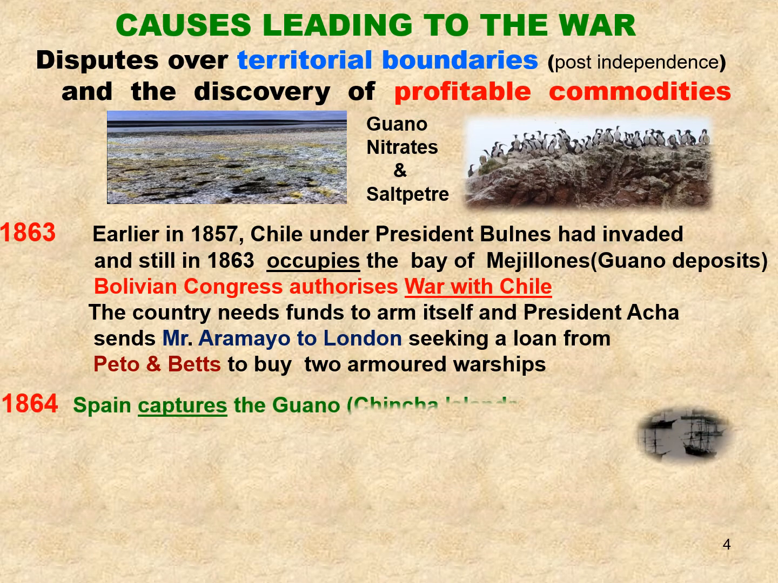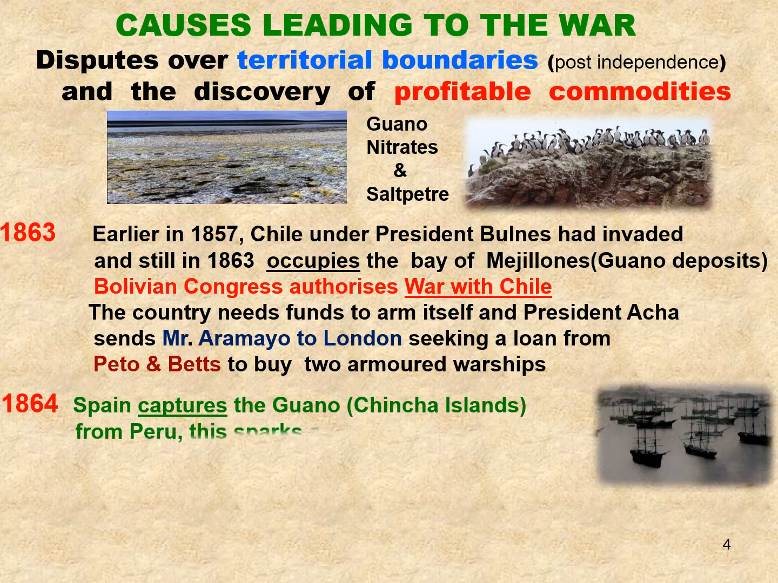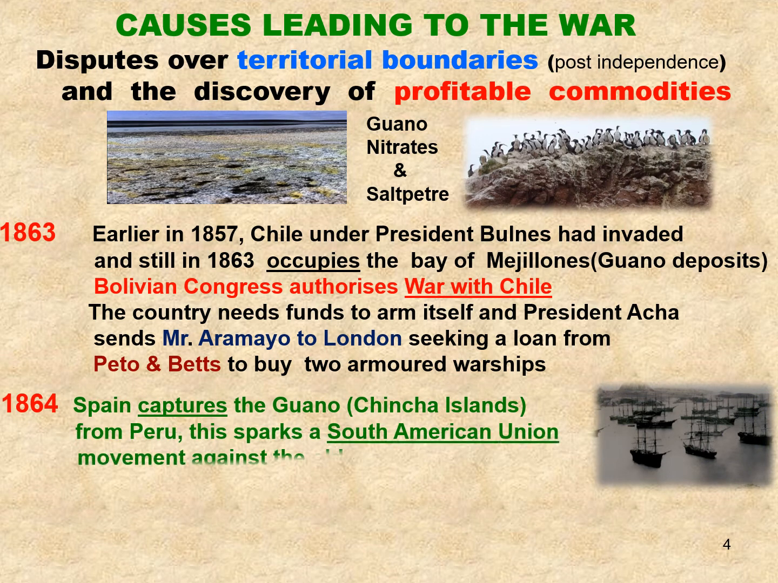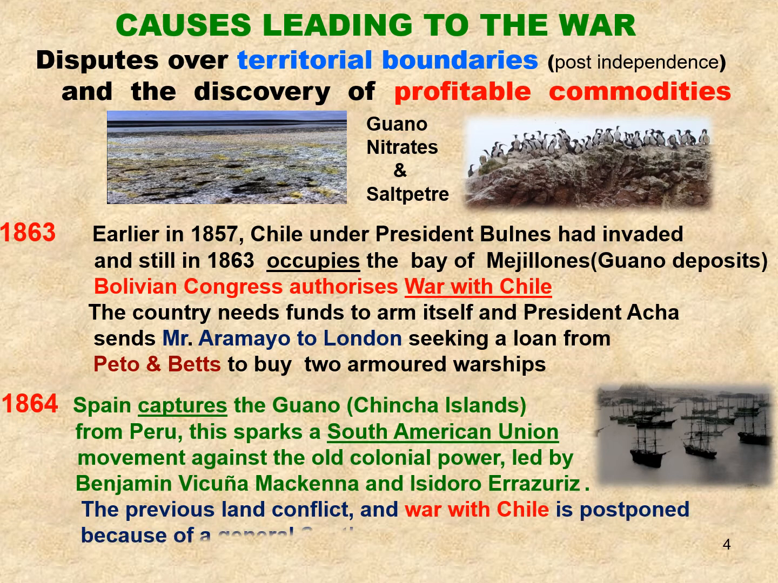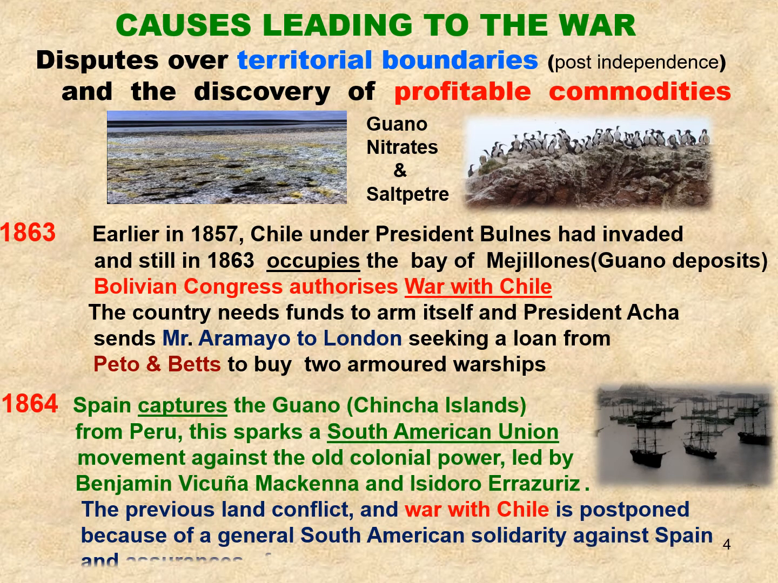But in 1864, Spain captures the Guano Chincha Islands from Peru, and this sparks a South American Union movement against the old colonial power, led by Benjamin Vicuña Mackenna and Isidoro Errázuriz. The previous land conflict and war with Chile is postponed because of a general South American solidarity against Spain and assurances of good intentions by Chile to Bolivia.